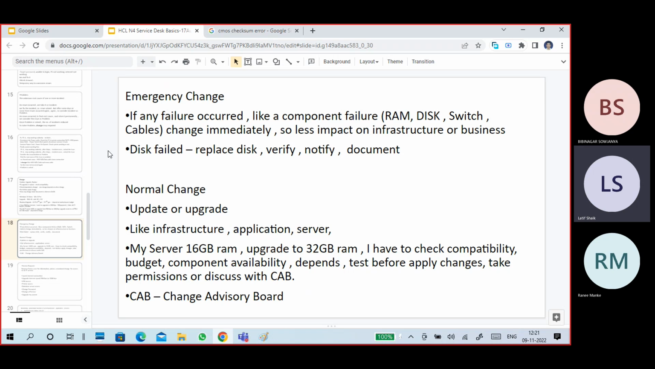For example, a disk has failed. We go and replace the disk, verify that the change was applied and is working fine or not, and notify the management team. So what you changed, what occurred, what you did, that information, and document whatever happened. Yes, that is very important.